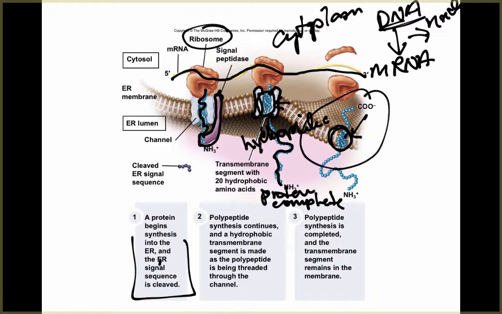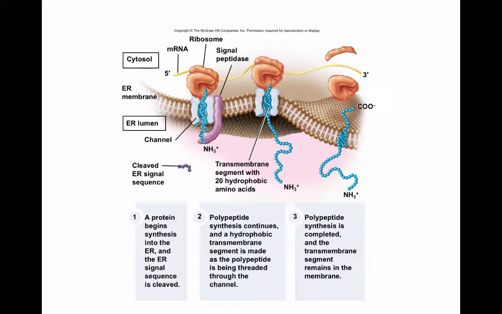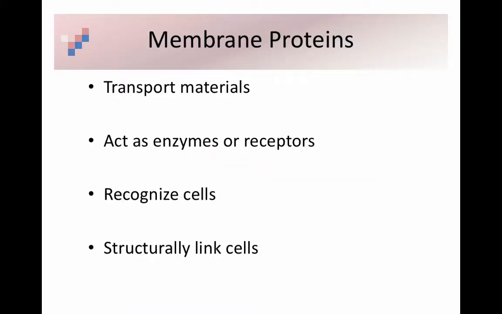And then this whole thing is going to be part of a vesicle, and that vesicle is going to move to wherever we want the protein to go. So that's essentially how we make proteins that are embedded in membranes.